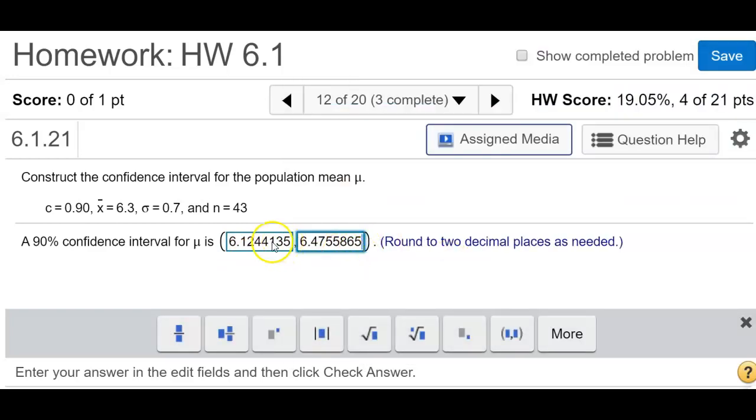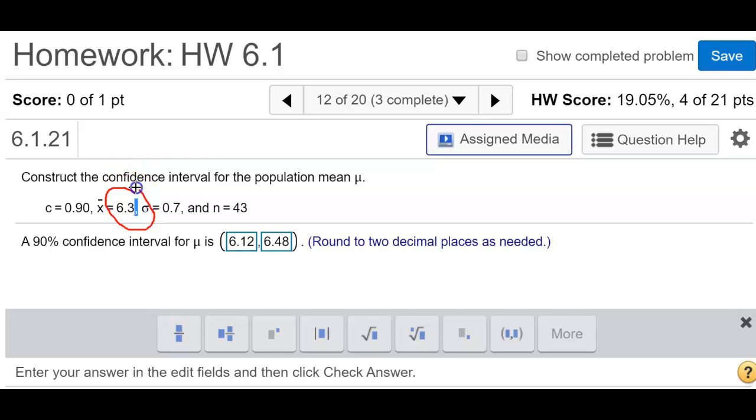And now they said 2 decimal places. So I don't need all of the extra digits. And let's see, 4.8 is my, and then you'll click. So the common rule of thumb is if your mean is 6.3, let me check this one. If your mean is 6.3, oh come on.